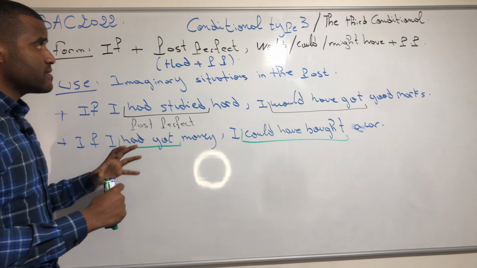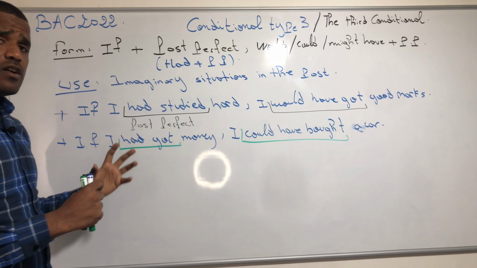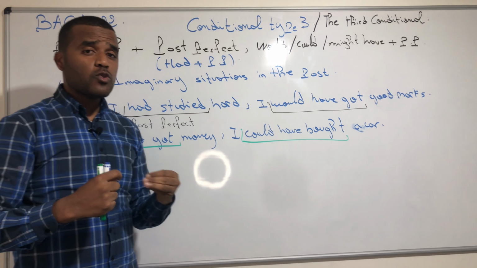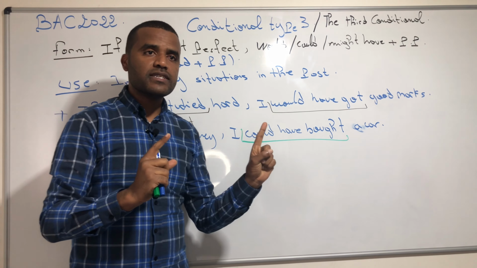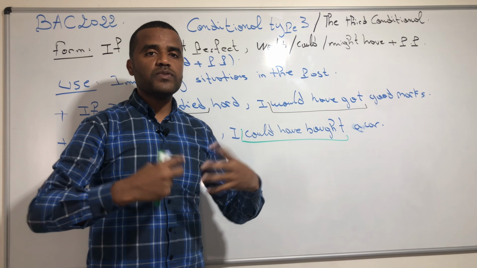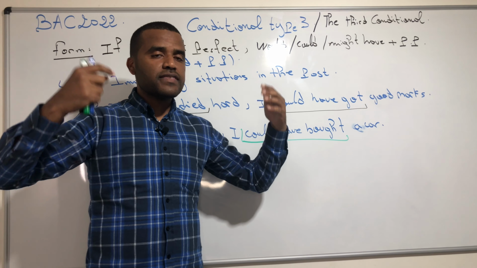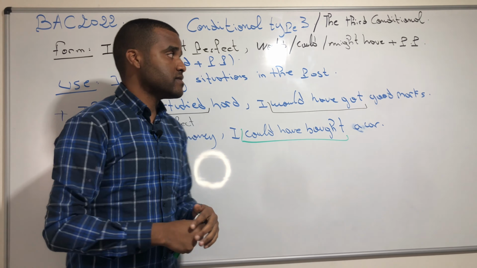So this is the rule of conditional type 3, or the third conditional, or sometimes we call it the impossible condition. It means that it's really impossible. We can't change things that happened in the past, and we imagine the result of that situation that was in the past.